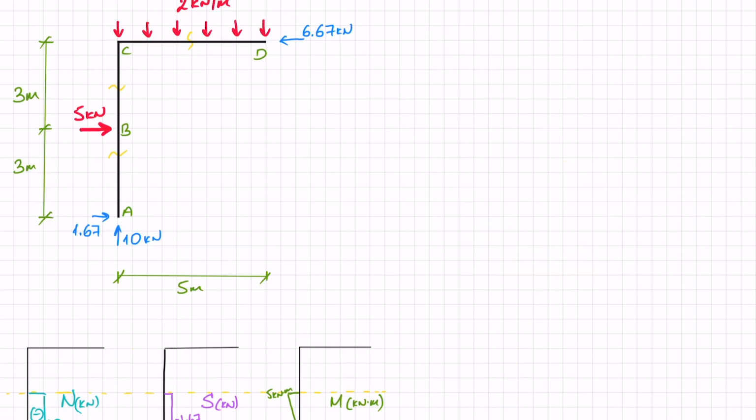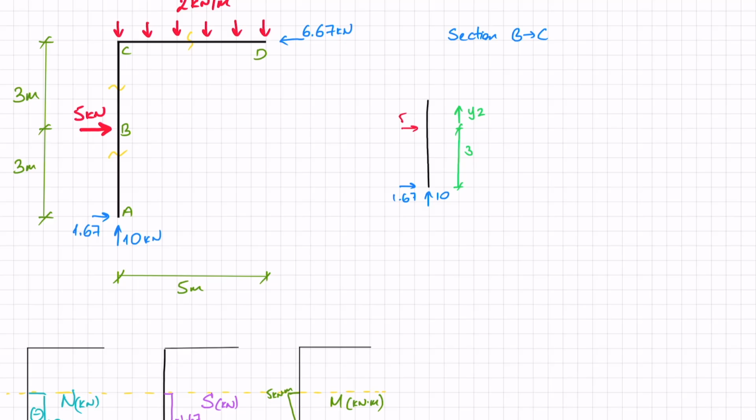Let's now move on to section BC. I'm going to start off once again by drawing, this time from A. I'm going to add in these two reaction forces, 10 and 1.67. I'm also going to add that external load of 5, and I'm going to cover this distance of 3. Then from here on, I'm at y2. So I'm going to cut somewhere in the y direction between B and C.